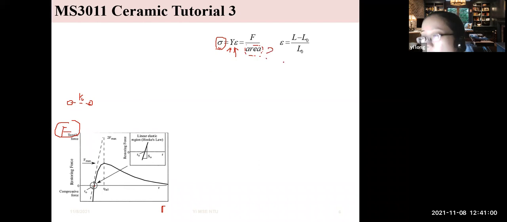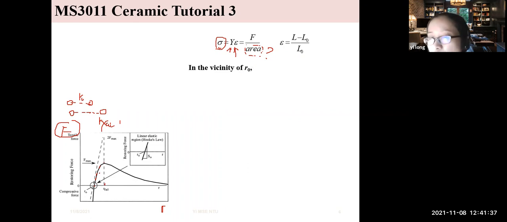Strain is a little bit easier: L minus L naught over L naught. Imagine at the very beginning the distance between these atoms is R naught. Then we keep making it bigger and bigger until we reach this point, R final. So R naught changes to R final. This is the strain.